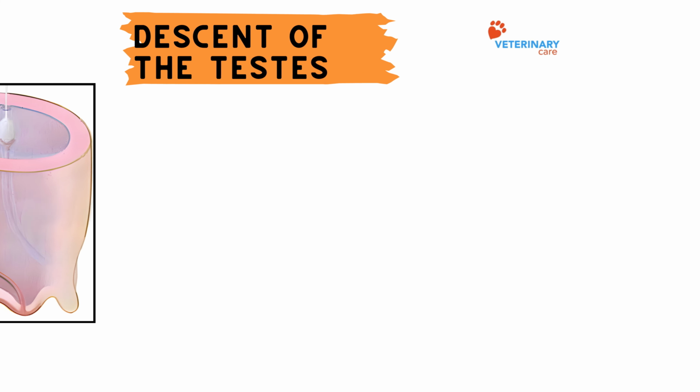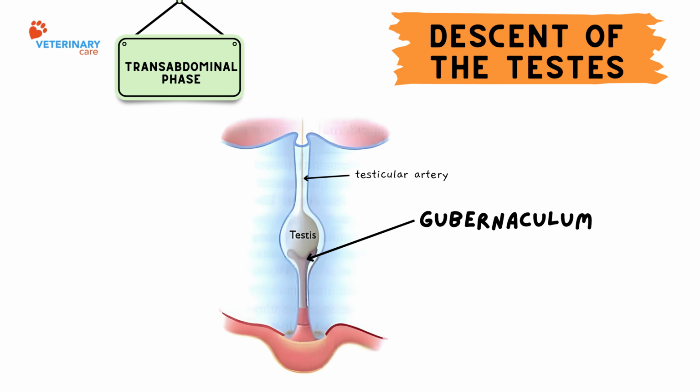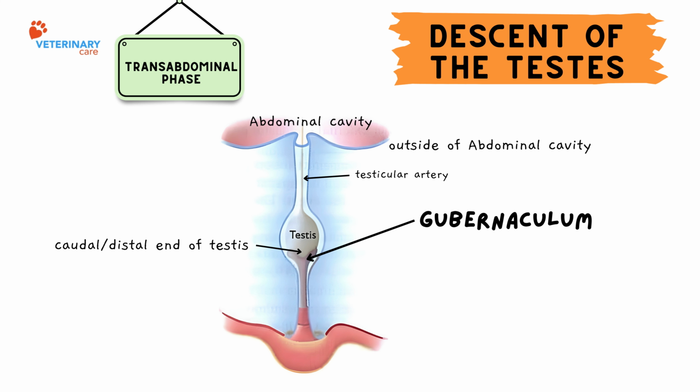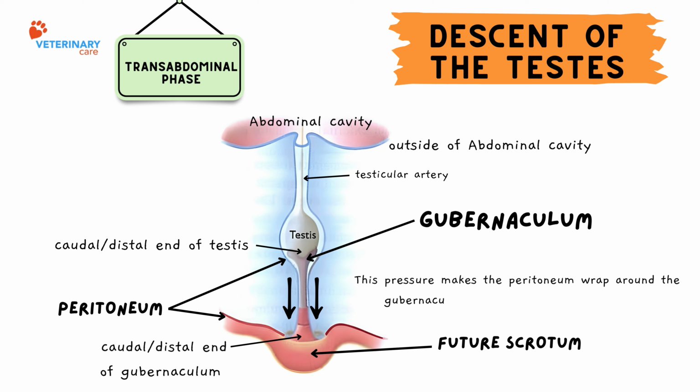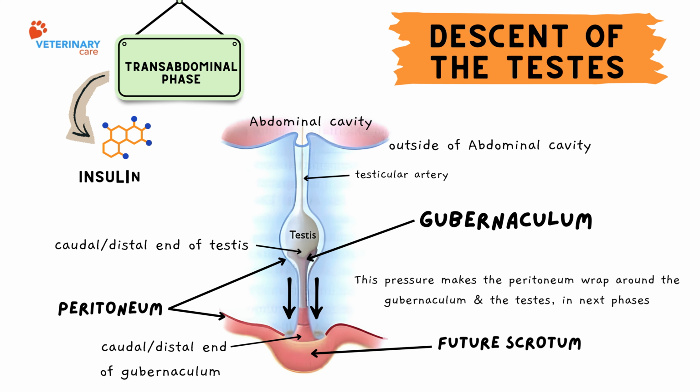The first is the transabdominal phase. At this stage, the testes lie in their retroperitoneal position, attached at their caudal end to the gubernaculum. The gubernaculum extends caudally toward the area that will become the scrotum. As the fetal body grows, the testes are gently pushed against the peritoneum. This pressure makes the peritoneum wrap around the gubernaculum and the testes. This phase is primarily controlled by a hormone called Insulin-like 3.